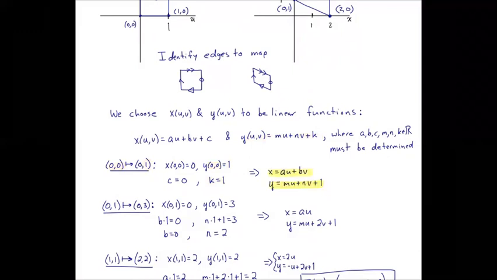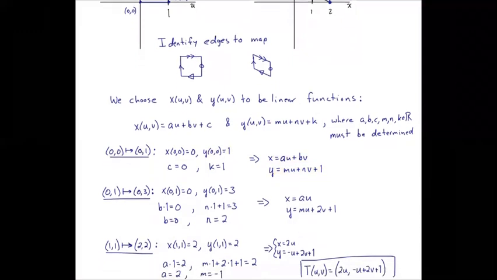So we update our equations for x and y. The unknowns that we need to determine are now a, b, m, and n. We keep updating information as we determine constants and moving along in the process.